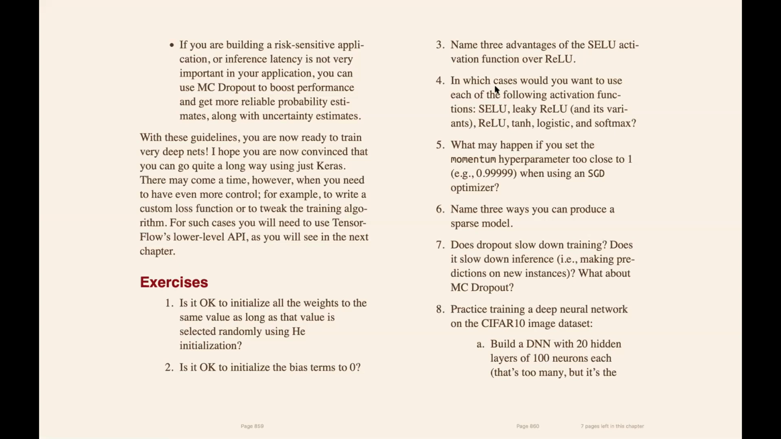Okay, let's aim to get up to at least finishing question number 7 in the next 10 minutes. Question number 5: what may happen if you set the momentum hyperparameter too close to 1 when using an SGD optimizer? Maybe it just overshoots. If you put in too big a number, obviously it's going to jump over, I guess.